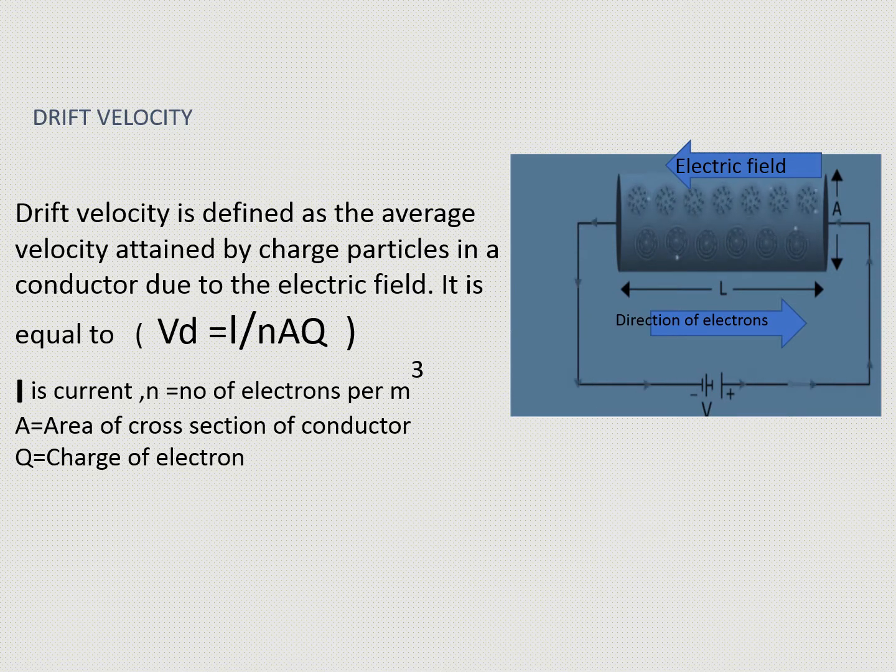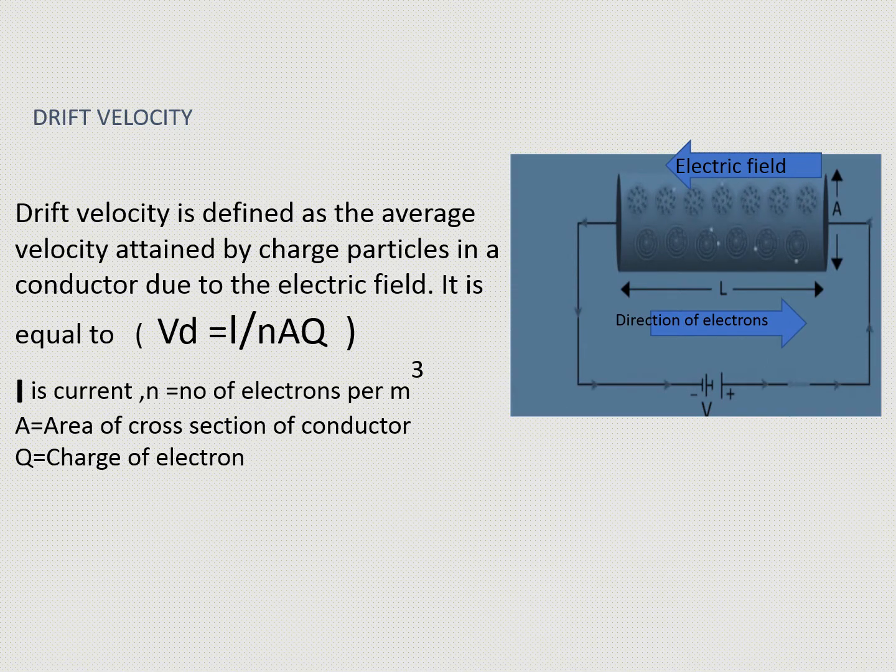So, these electrons are accelerated, and during that acceleration, they collide with each other and with the positive ions of the conductor. Due to the collisions, a backward force acts on the electrons and they slowly drift with a constant average velocity in a direction opposite to the electric field. This is known as drift velocity.